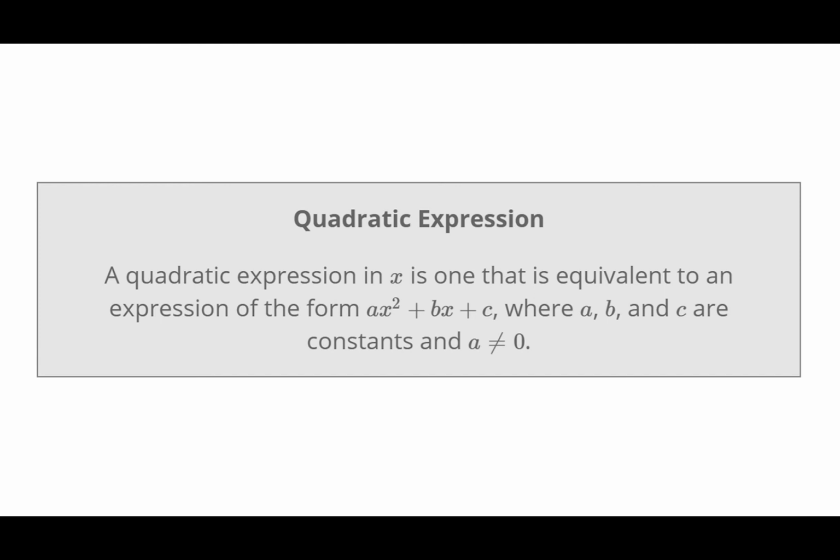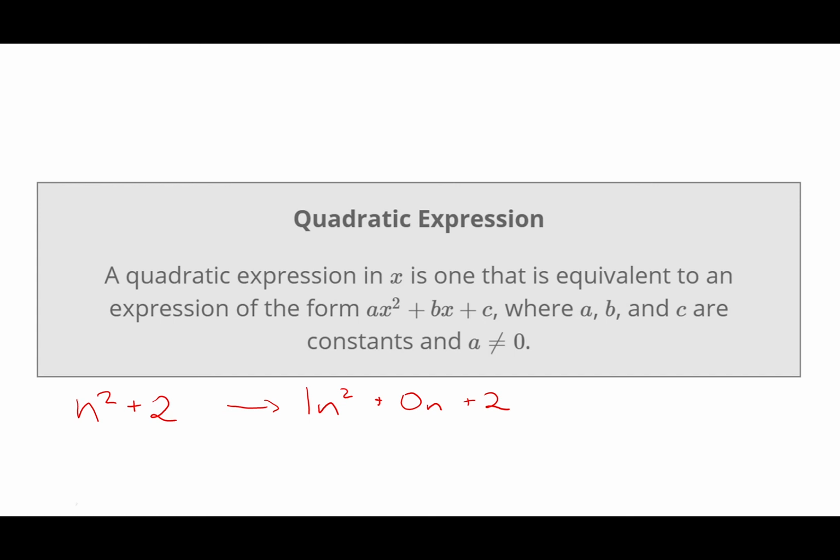All right, so our definition then of a quadratic expression: a quadratic expression in x is one that is equivalent to an expression of the form ax squared plus bx plus c, where a, b, and c are constants and a is not equal to 0. So what does that mean? Earlier, we had something that was growing where we had n squared plus 2. In this case, it would be a quadratic expression in n, where it was 1n squared plus 0n plus 2.